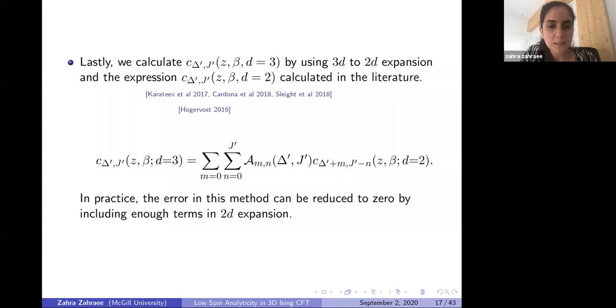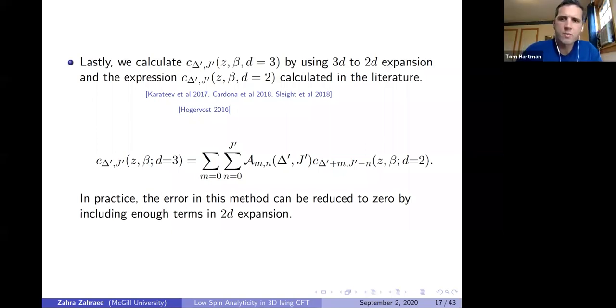In practice, the error of this method can be reduced to 0 by keeping enough terms in the expansion. However, not that many terms in the expansion are needed to make the error negligible. So that's one of the benefits of this method.